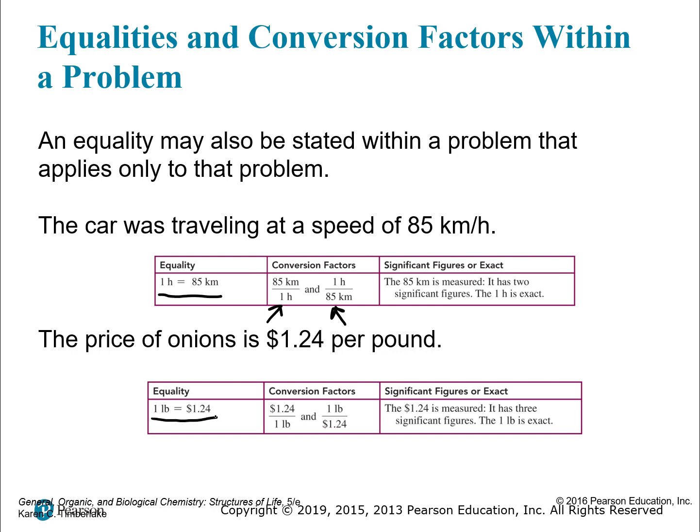You can write an equality. 1 pound is equal to $1.24. Then write your conversion factors. And that $1.24 is the measured part, okay? So these are not definitions like we were talking about before. They are equalities, but they're not defining anything. So you have a measured number as part of it, and you will have to use it when it comes to sig figs.